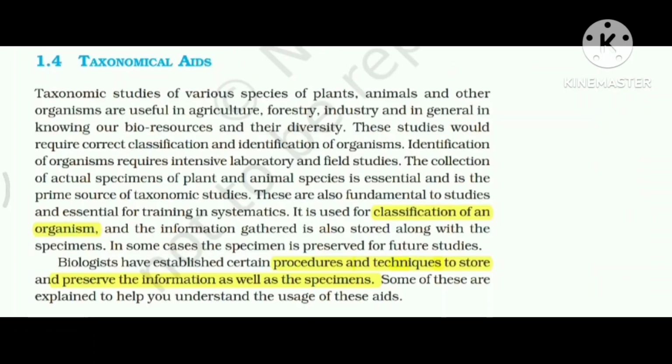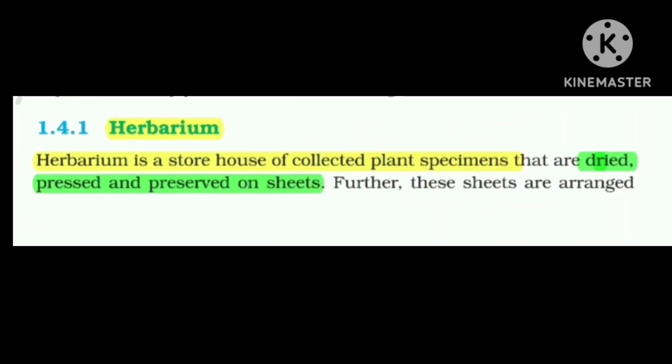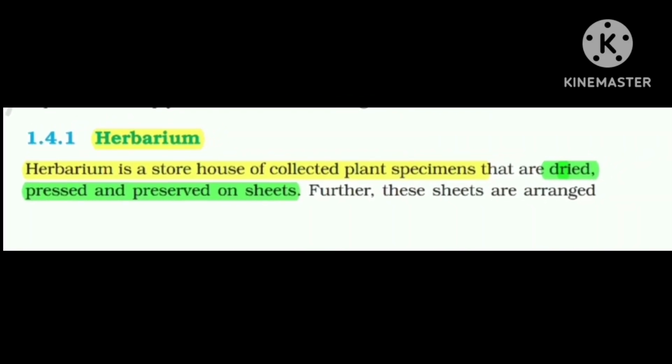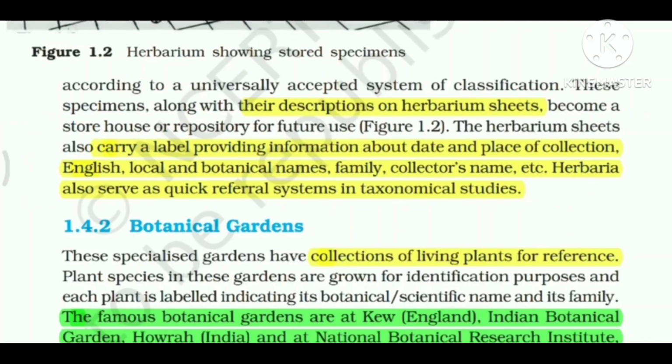Okay. Then you go further to taxonomical aids. They are used for classification of organisms. These techniques are used to store and preserve information as well as specimens. Then herbarium is the storehouse of all the collected specimens. They are dried, pressed and preserved on sheets. The herbarium sheets provide information about the date and place of collection, the collector's name, English, local and botanical names. Orally, we can say that it is a quick referral system in all taxonomical studies.